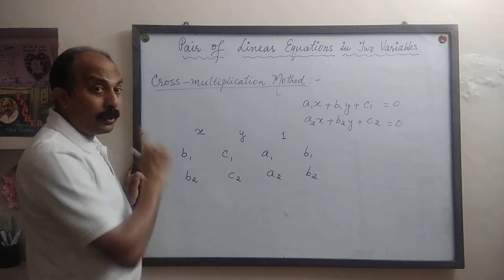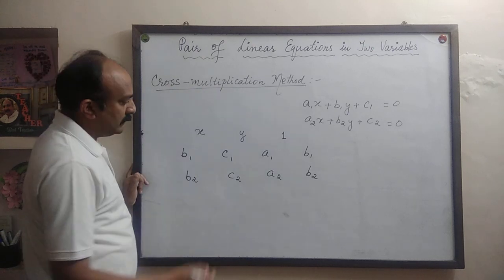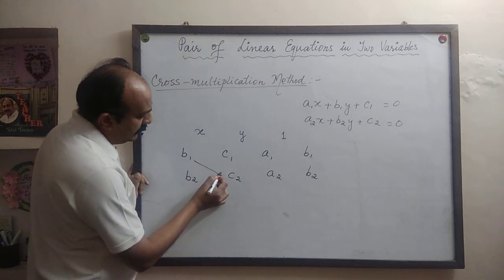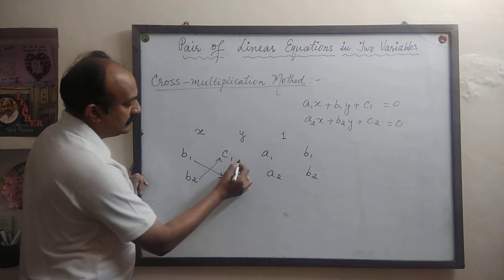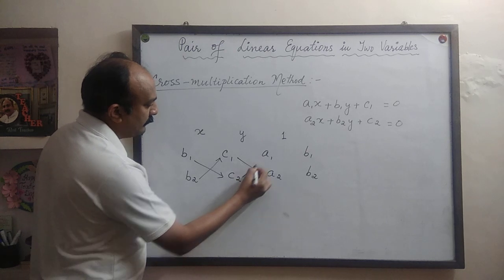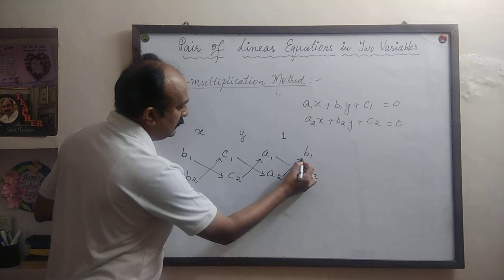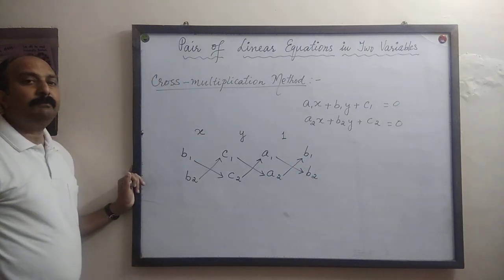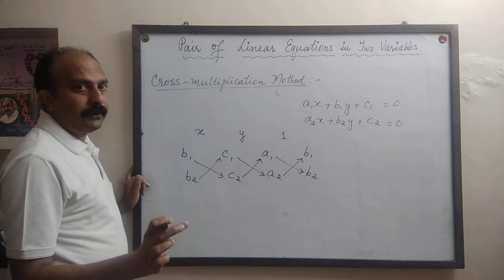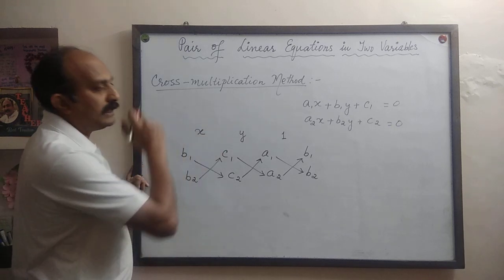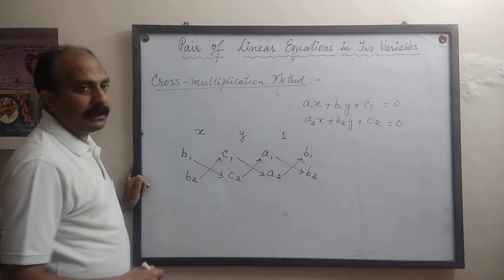Now, cross multiplication. That is why this method is known as cross multiplication method. Now we do cross multiplication between these pairs. Means what? Now we get the formula for finding the values of x and y. And the formula is made by cross multiplication.